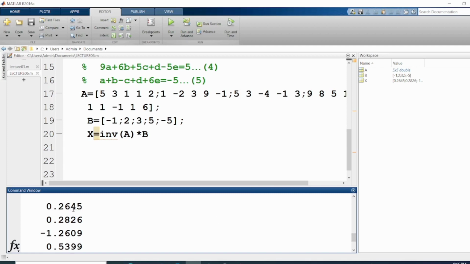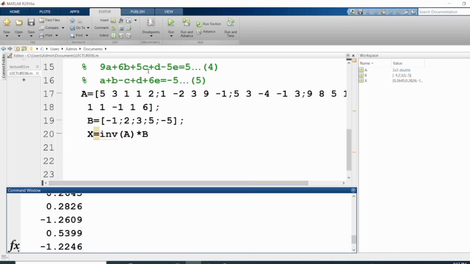So now you can see here the first value is for A, which is equal to 0.2645, and the second value is for B, which is 0.2826. The third value is for C, which is equal to minus 1.2609, and the fourth value for D, which is equal to 0.5399, and the last value, the fifth value, is for E, which is equal to minus 1.2246. So you can practice by putting these values in these equations.